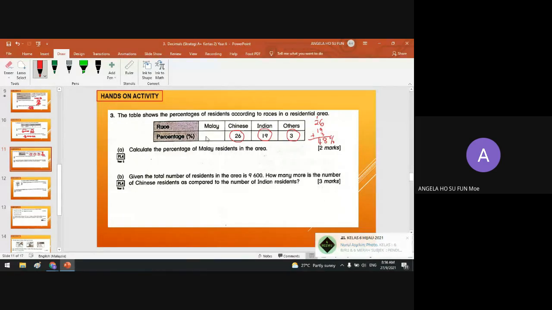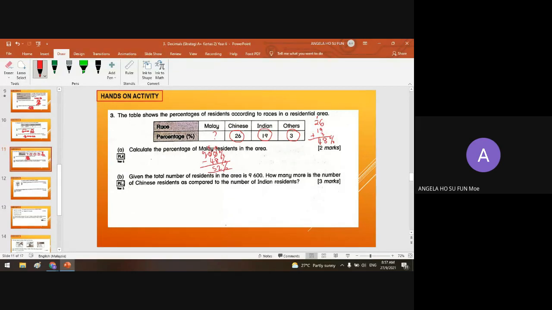1 plus 2 plus 1 is 4, so 48%. If I want to find the Malay percentage, all I need to do is 100% total minus 48%, that is, minus out the Chinese, Indian, and others percentage. So the answer, cannot, regroup here, 10. This is 9, right? So 10 minus 8 is 2. 9 minus 4 is 5. So it's 52%. Okay, Eva, you are right.